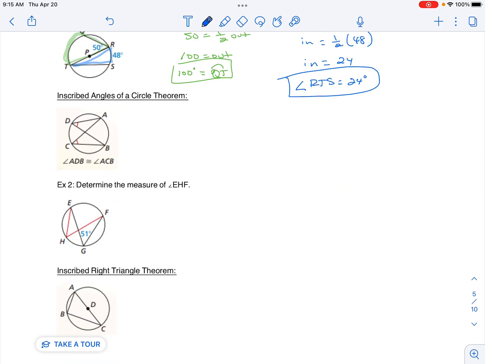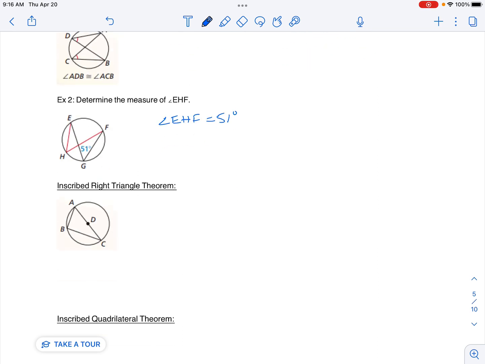Inscribed angles of a circle theorem. This is saying if two inscribed angles have the same arc measure, then the angle measures are going to be the same. Kind of obvious there because they have the same arc measure. Therefore, the angle measures are going to be the same. Straightforward. So if I'm looking at this, determine the measure of EHF. So EGF is 51. Therefore, EHF, which in my situation is red, is going to be 51 as well. Done.